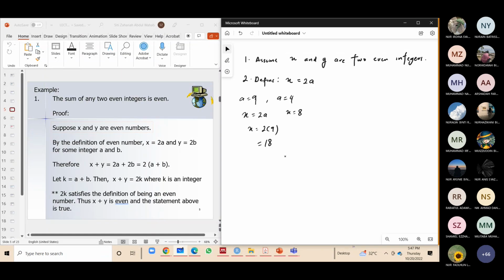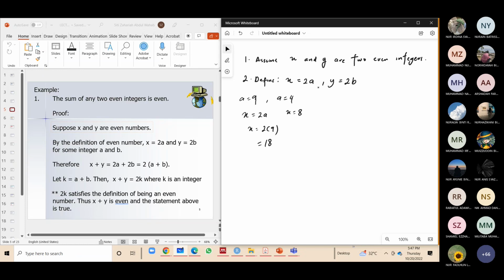And then after we define x, we have to define y, because x and y are two even integers. So define y: we define y equals 2b. Why 2? Because even number. Why do I use b? Here I use a and here I use b, because x and y are two different numbers, so we cannot use the same variable. If I put a here, I will get the same value for x and y. So I put different variables a and b.